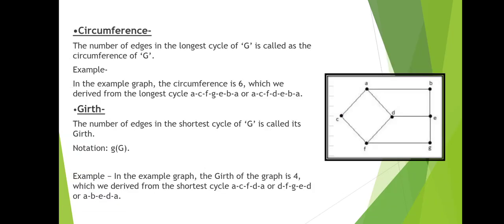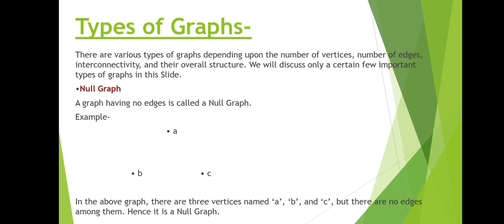Now what is circumference? The number of edges in the longest cycle of G is called the circumference of G. Here is the example. The circumference is 6, which we derived from the longest cycle ACFGEBA or ACFDEBA. What is girth? The number of edges in the shortest cycle of G is called the girth. It is denoted by g(G). In the example graph, the girth of the graph is 4, which we derived from the shortest cycle ACFDA or DFGED or ABEDA.